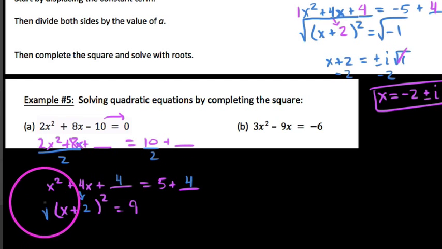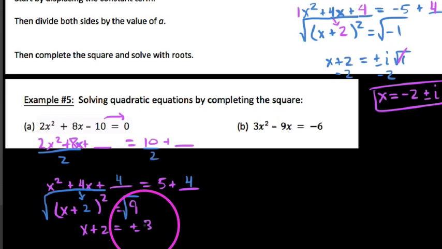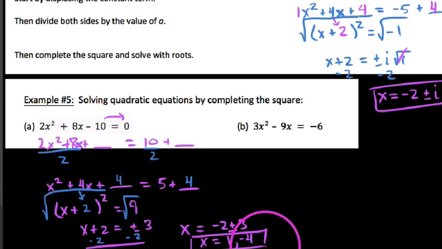So now we have a squared thing equal to a constant. We can use square roots to solve this. So we get x plus 2 equals plus or minus 3, which leads us to, when we subtract 2 from both sides, two answers. We get x equals negative 2 plus 3 and negative 2 minus 3. I'm going to rewrite these separately: negative 2 plus 3 is 1 and negative 2 minus 3 is negative 4. Those would be the x-intercepts of this graph.